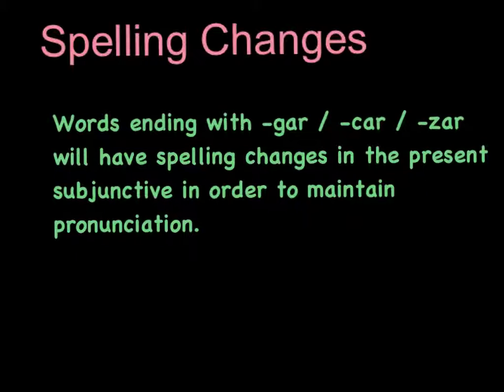Now we've learned this with other conjugations before, but there are words that end with gar, car, and zar, and these are going to have spelling changes in the present subjunctive in order to maintain that pronunciation. And in the next slide, we're going to take a look at examples of these.